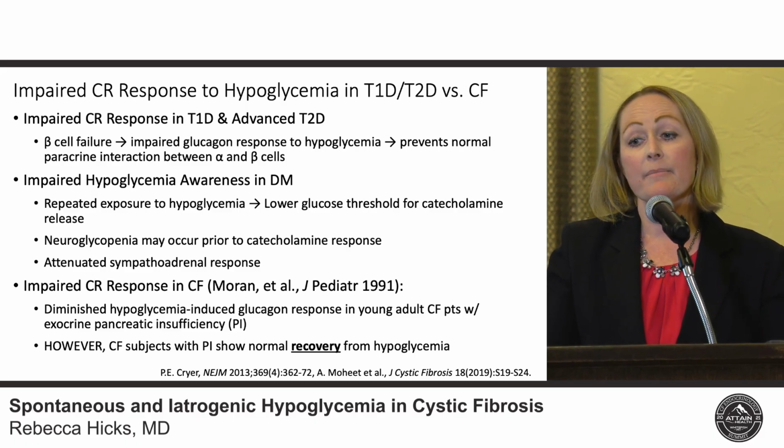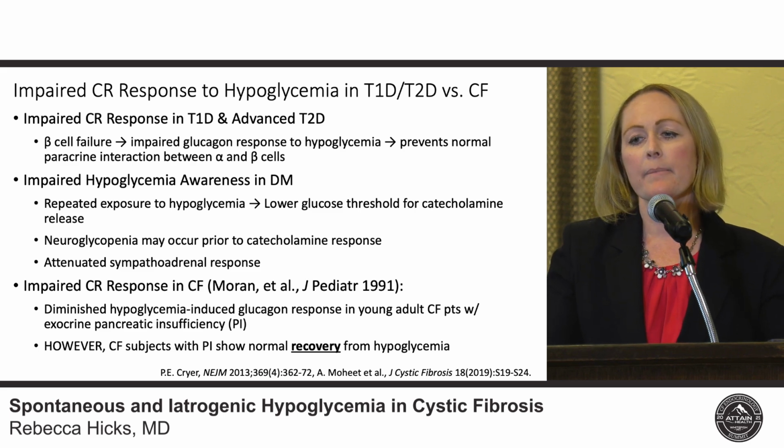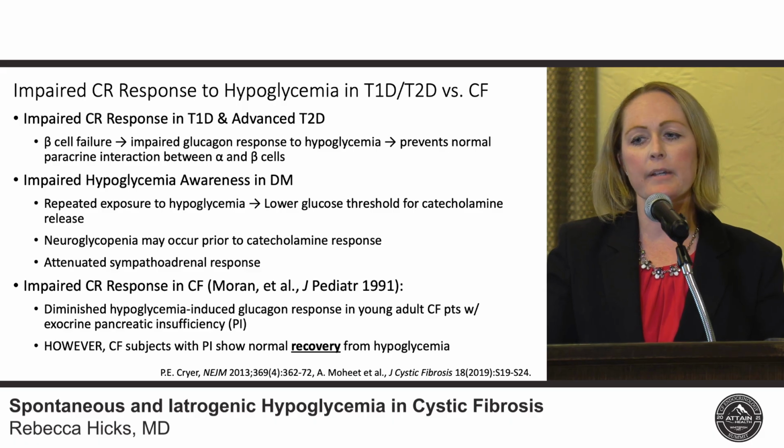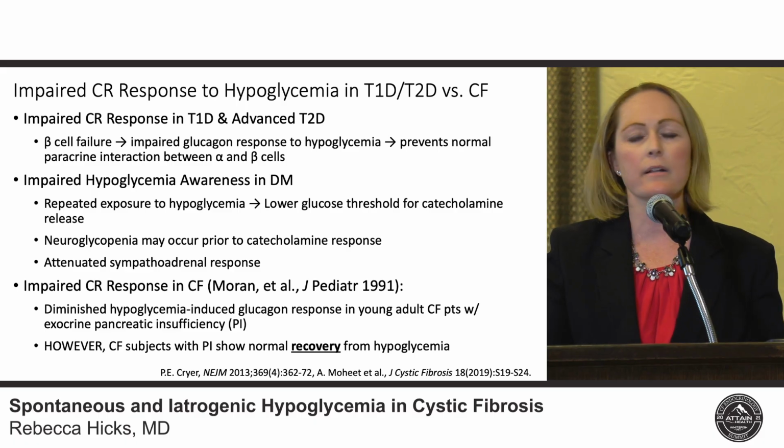In CF, Tony Moran published a paper in 1991 that showed that patients have diminished hypoglycemia-induced glucagon response with exocrine pancreatic insufficiency. However, the CF subjects with pancreatic insufficiency showed normal recovery from hypoglycemia, but the mechanism has not been well understood.